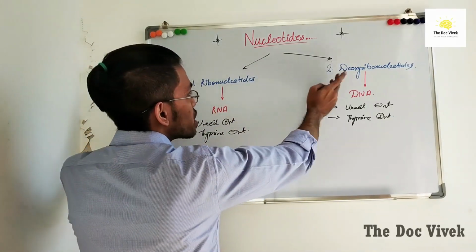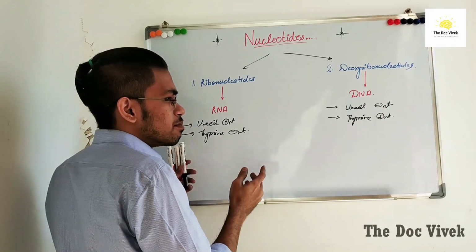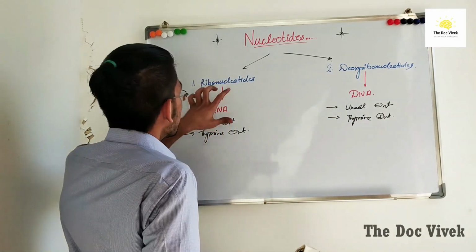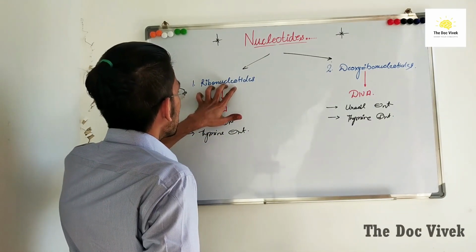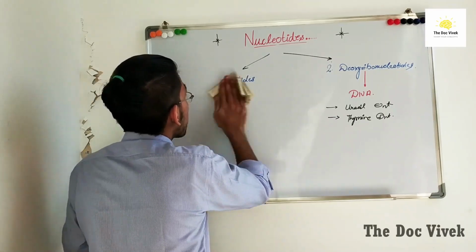So now we are going to discuss a summary table, okay, to summarize all the formations of these ribonucleotides and deoxyribonucleotides, and we will see how to name these nucleotides. Okay, so let's start with the summary table for ribonucleotides, then we will discuss deoxyribonucleotides.